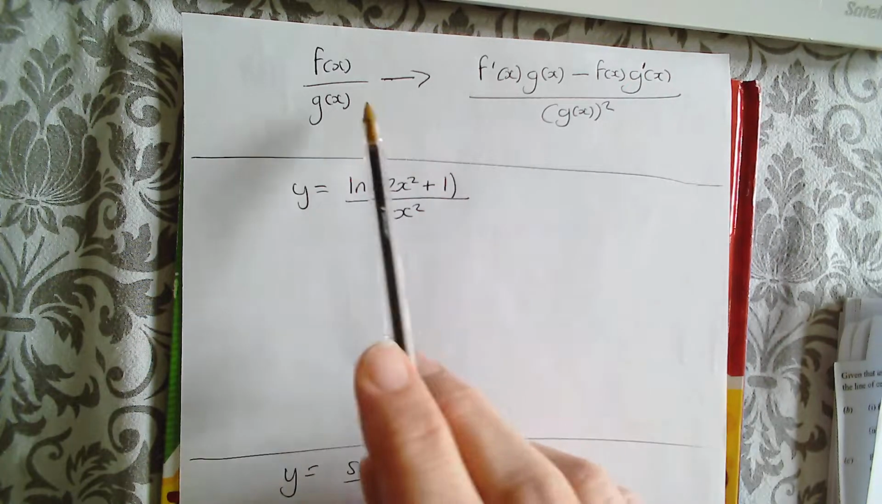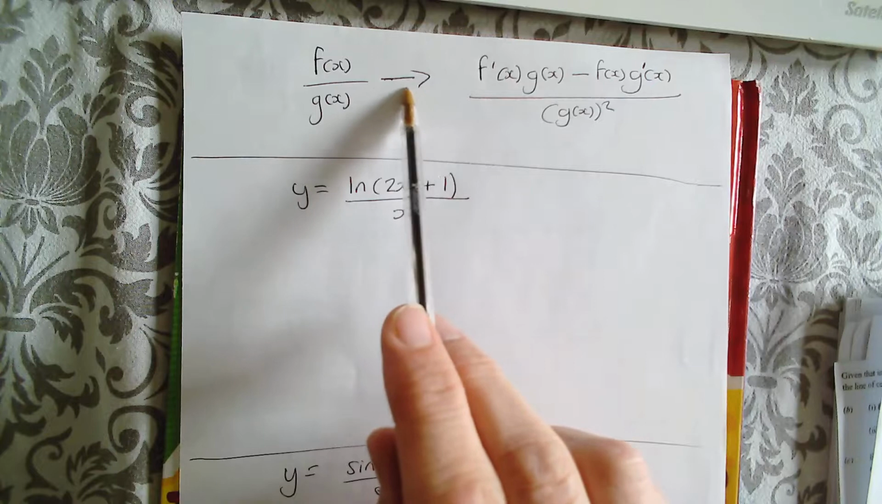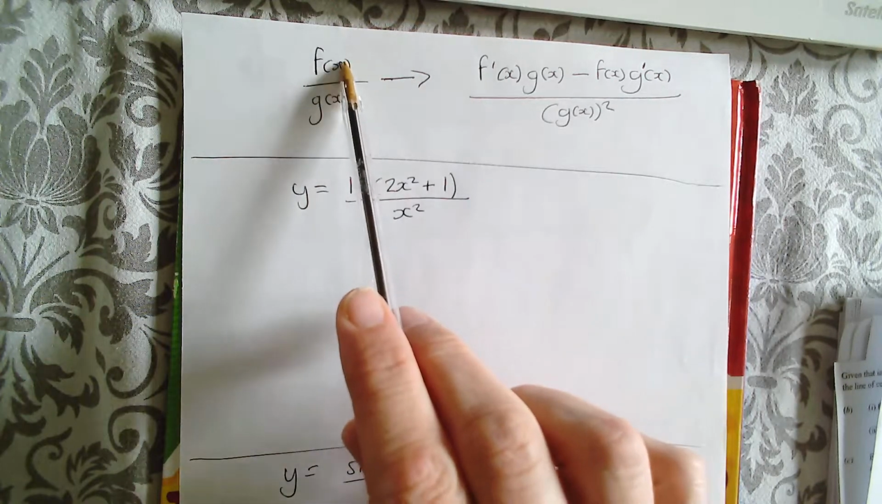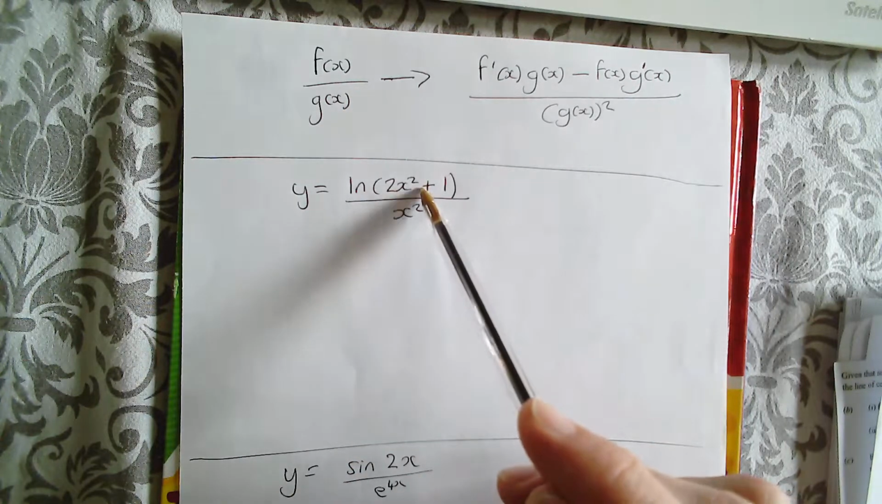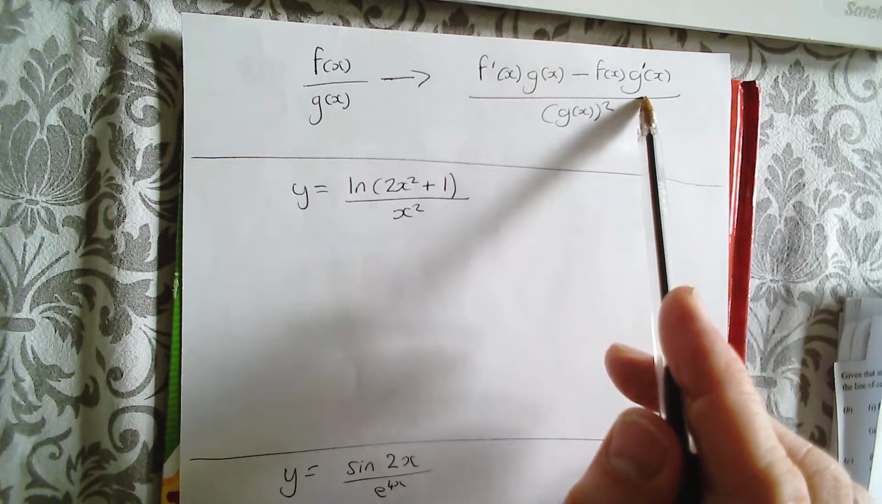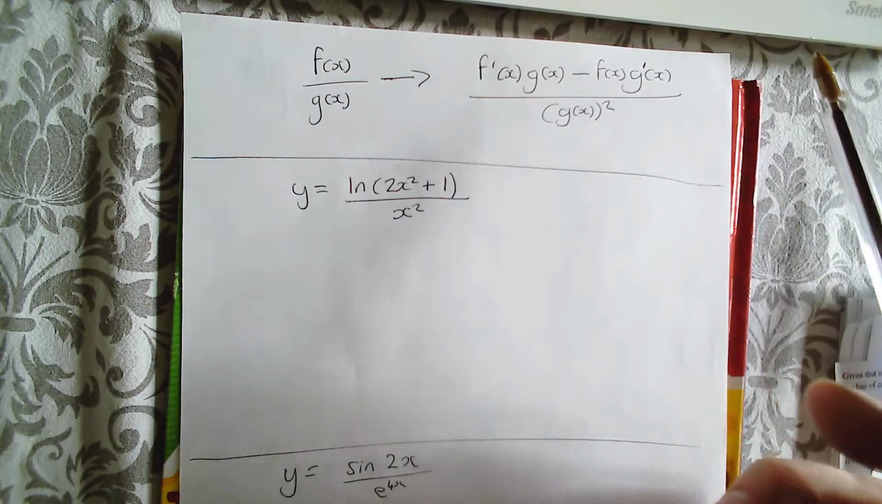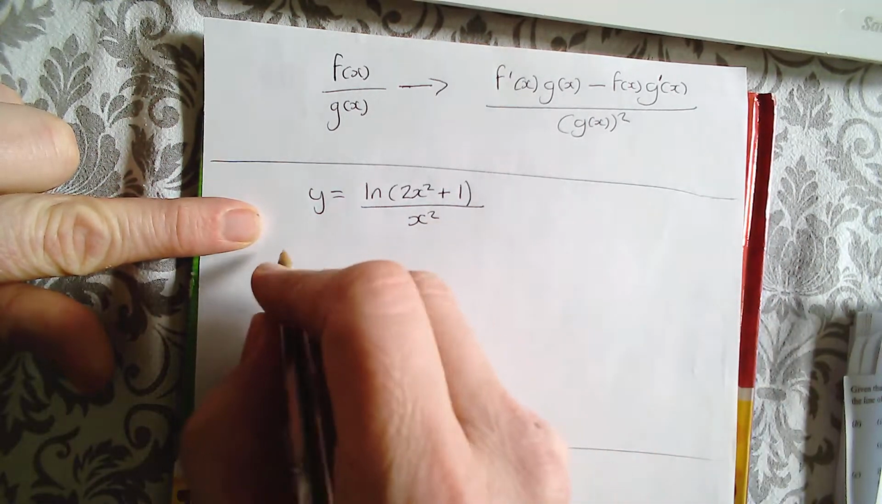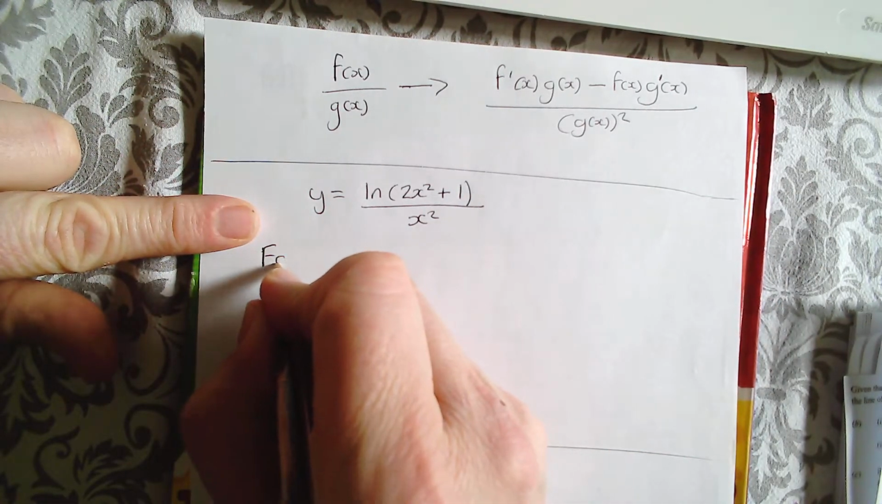Now, this is what's in your formula booklet, which you are provided with. It'll say f(x) over g(x), so you've got a function over a function, a quotient, and then this is your formula. So you are given the quotient rule. As long as you understand it, you should be able to use it. So let's show you how this works.